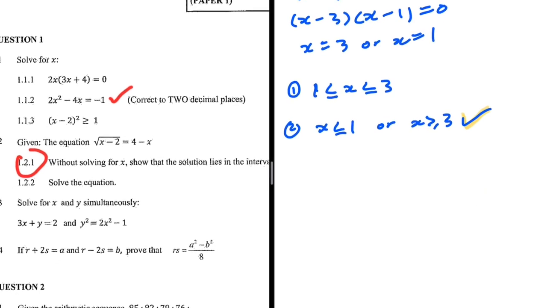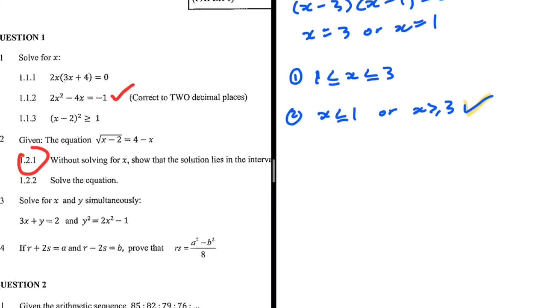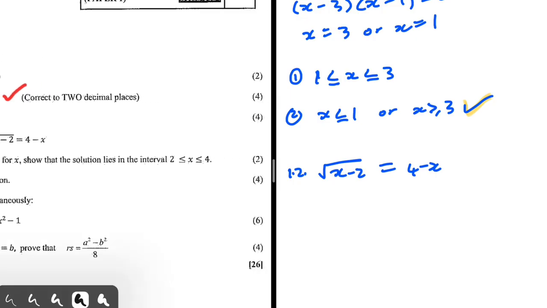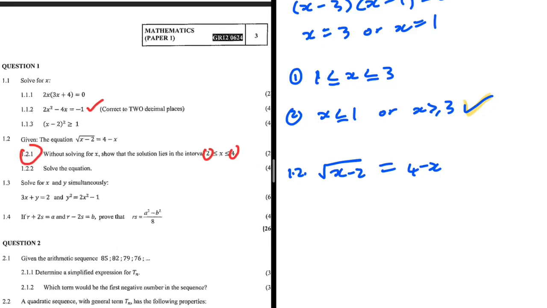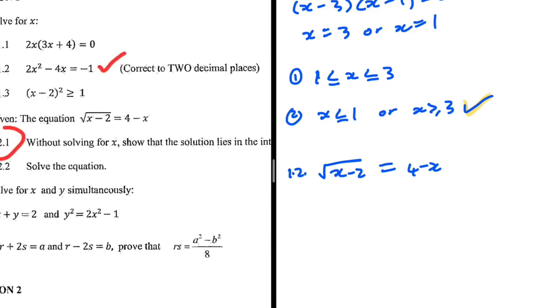And then now comes the question I want you guys to help me with. Take a look at 1.2. 1.2 says we're given an equation, square root of x minus 2 is equal to 4 minus x. And the question is saying, without solving for x, show that the solution lies in the interval 2 to 4. Right, without solving the equation. Let's show that.